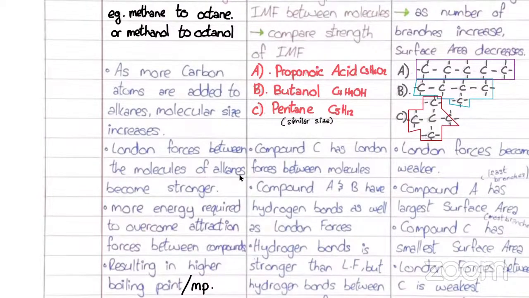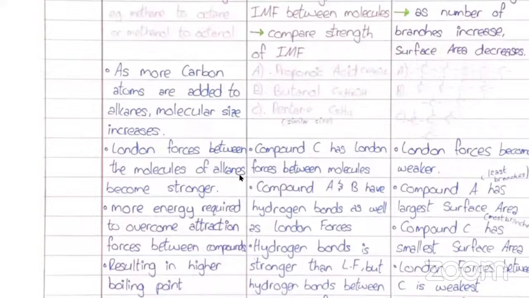It says, as more carbon atoms are added to alkanes, the molecular size increases. Naturally, that makes sense. As we add more carbons to alkanes, we go from methane, ethane, propane, butane, pentane, hexane, heptane, and octane. So as more carbons are added, the molecular size increases. The London forces between the molecules of alkanes become stronger. The key thing is the forces become stronger because of the increase in molecular size. Maybe we can add that.